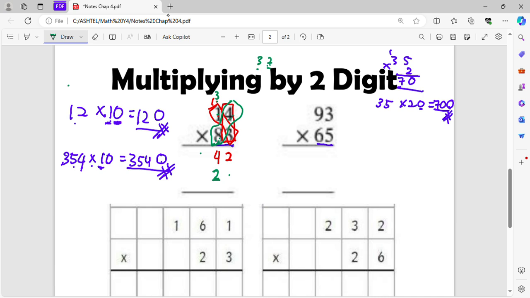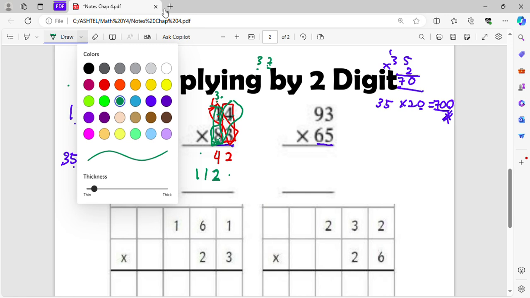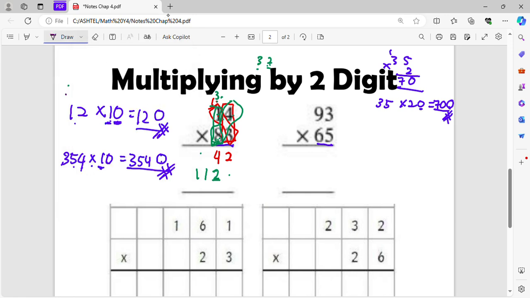Okay, after that you multiplied. Once you're done multiplying 4 with 8, now you will be multiplying the 1 here with the 8. Okay, so 1 times 8, you will get 8, plus the 3 from the top here, it will be 11. So just write 11.